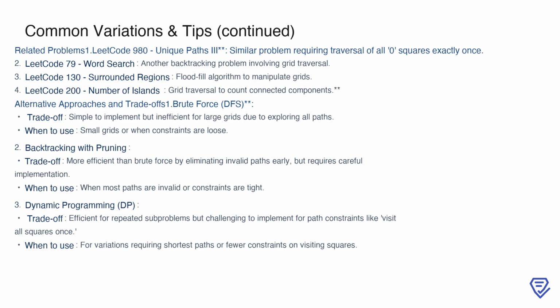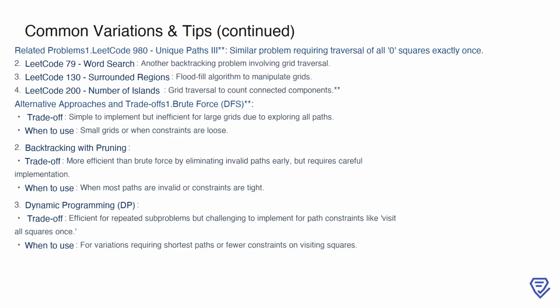When considering alternative approaches, brute force using DFS is a straightforward option. While simple to implement, it's inefficient for large grids because it explores all paths indiscriminately, so it's better suited for small grids or loose constraints. Backtracking with pruning is a more efficient alternative, as it eliminates invalid paths early on. However, it requires careful implementation to avoid errors.